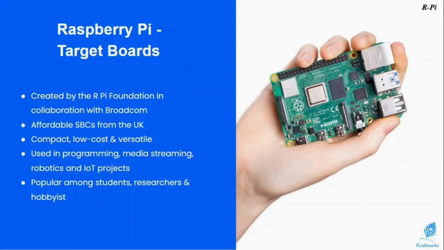Next, we have the popular Raspberry Pi 4, a target board. Originally from the UK, this affordable SBC is compact, powerful, and supports a wide range of use cases, from programming to IoT. The next slides will guide you through customizing a configuration, building a toolchain, compiling a C program, and running it on the Raspberry Pi.